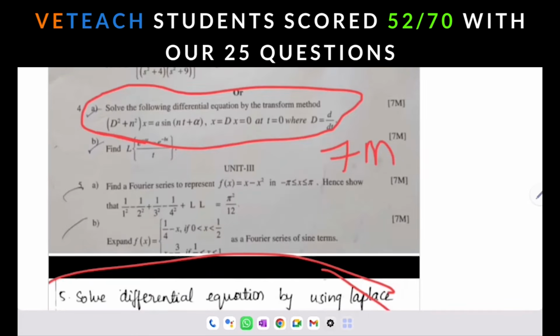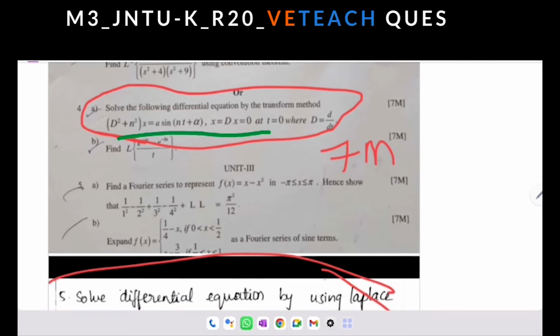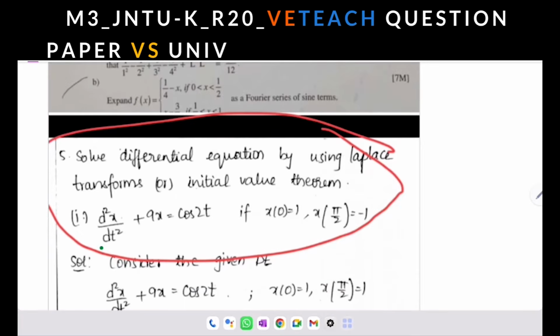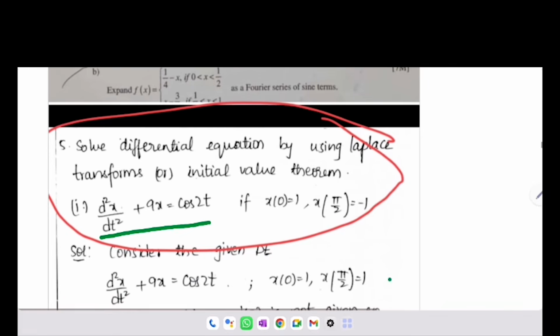Next one, solve the differential equation, that is a higher order differential equation. The same format we have given here also, to solve the higher order differential equation using Laplace. So the same model question is repeated.